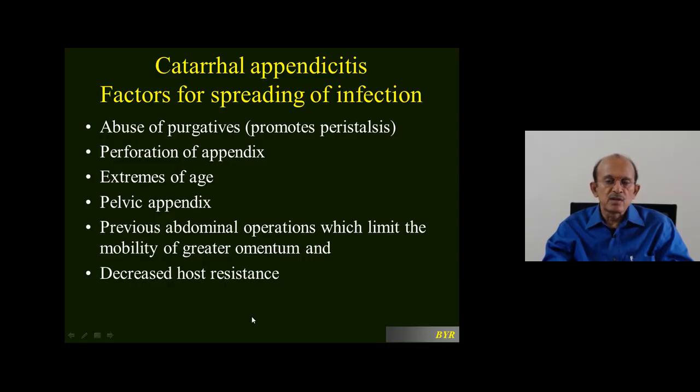Actually, the greater omentum is called the policeman of the abdomen. Wherever there is inflammation, if there is gallbladder inflammation, it goes and covers it. Appendicular inflammation, it goes and covers it. If a small liver tear is there, with bleeding, the greater omentum will go and cover there. Wherever some inflammation is there, the omentum will go and adhere there.